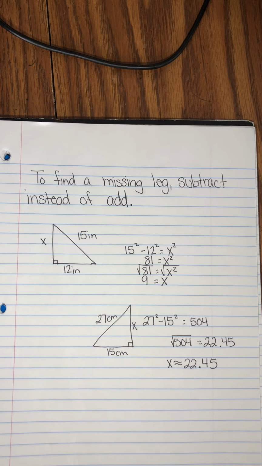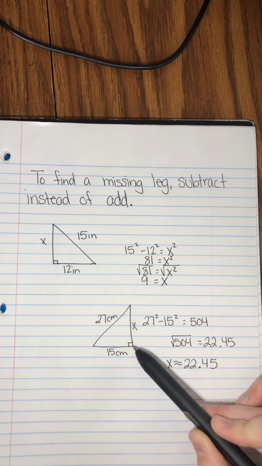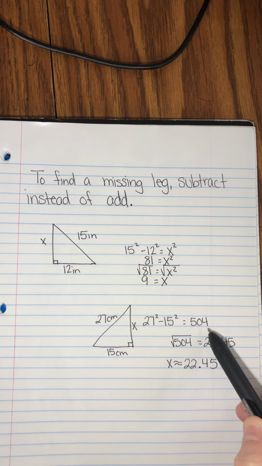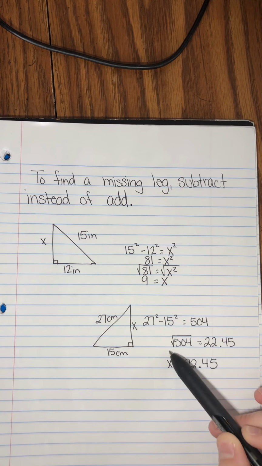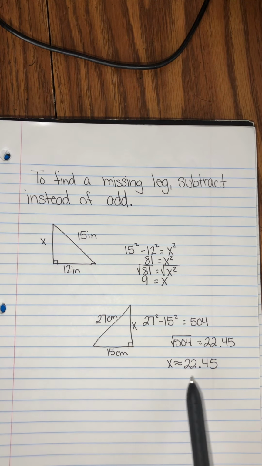All right, so I would do the hypotenuse is 27, so 27 squared minus my leg, which is 15 squared. You should get about 504. Take the square root, you get approximately 22.45. So your missing leg is approximately 22.45 centimeters.